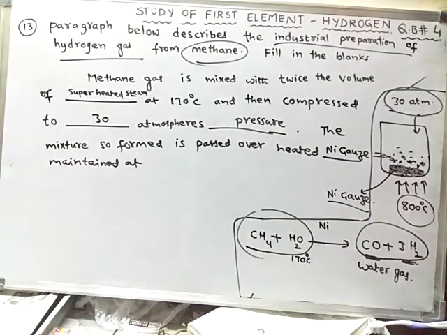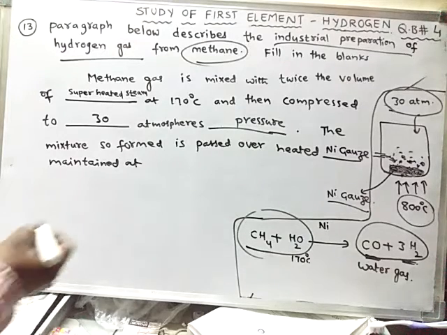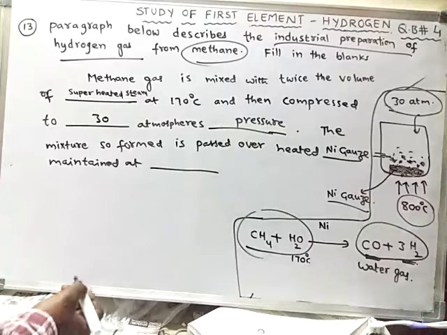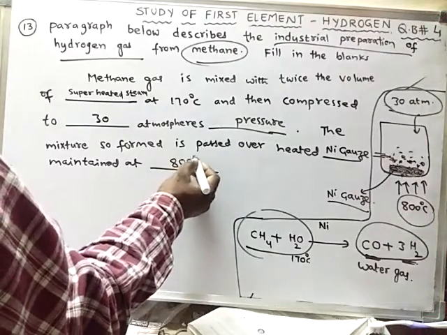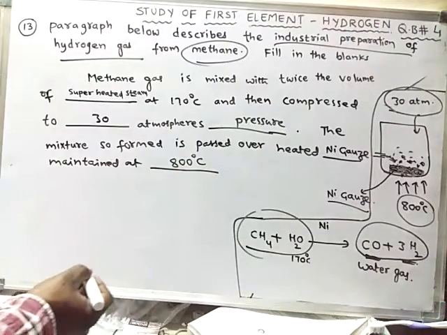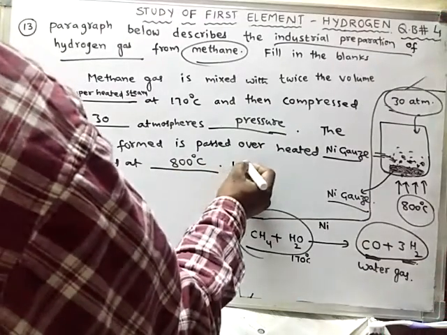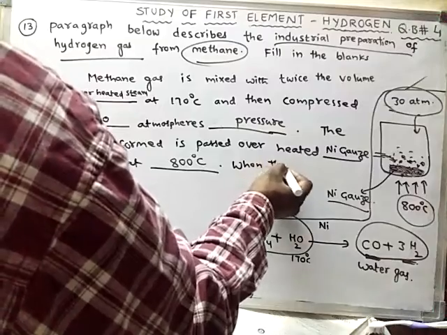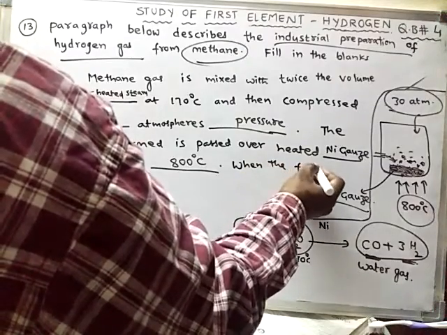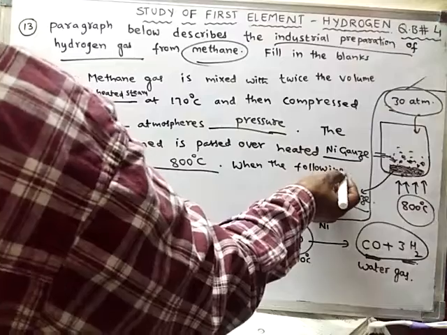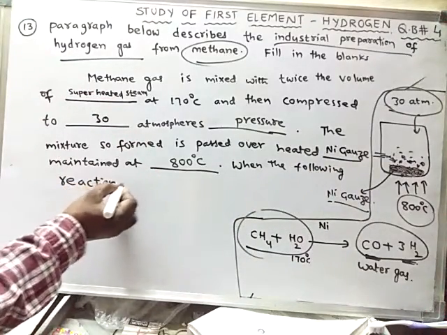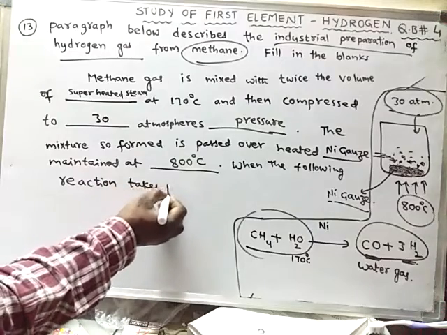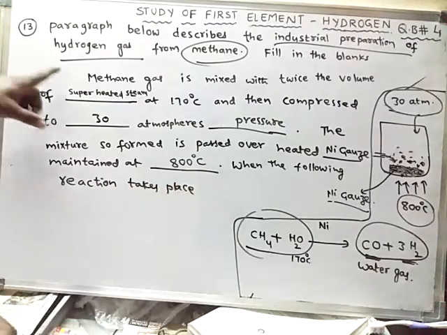Maintained at dash means here what we have to write? 800 degree centigrade. Okay, when the following reaction takes place. So this is the question actually.